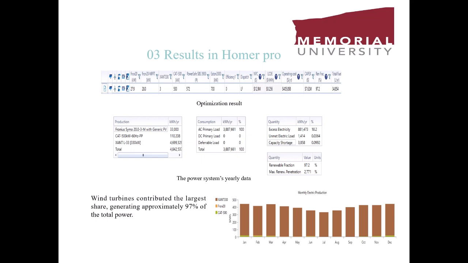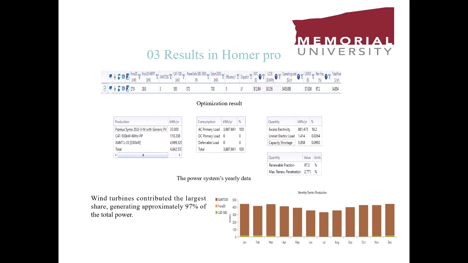Also, you can see the power system yearly data indicates that there is 88,473 kilowatt hours of excess energy generated and 1,414 kilowatt hours of unmet electric load, probably because of the demand not being satisfied, and also a 3,858 kilowatt capacity shortage.